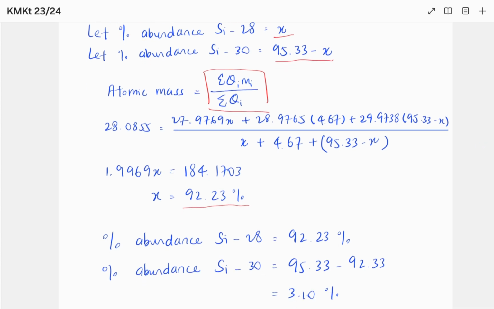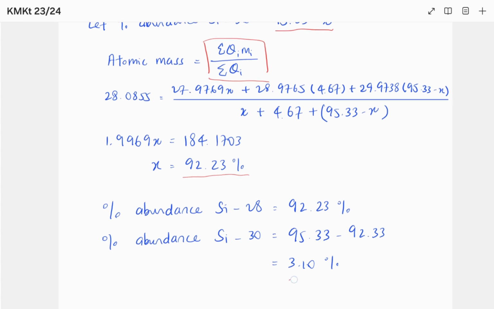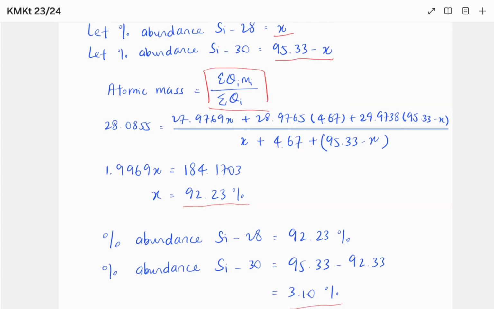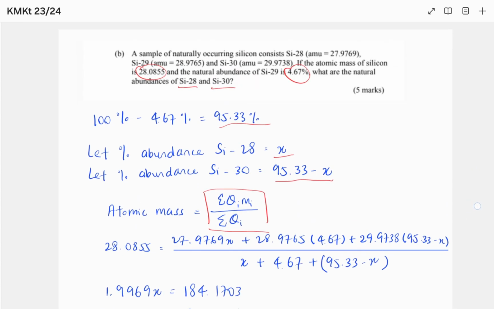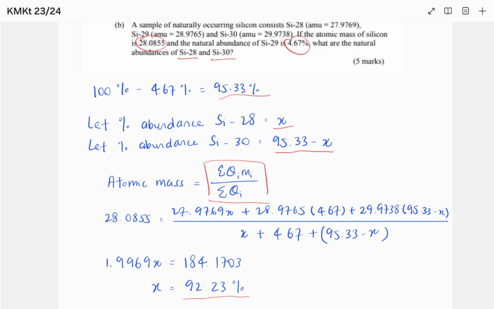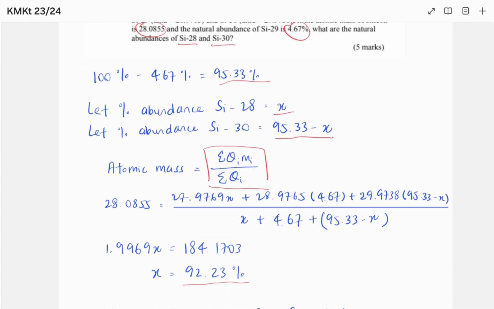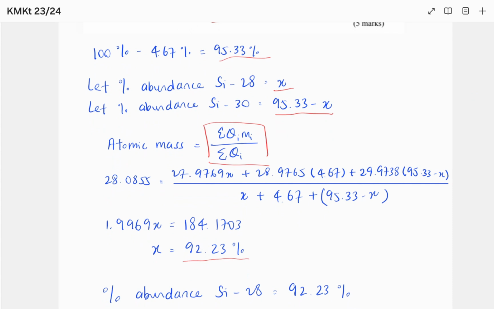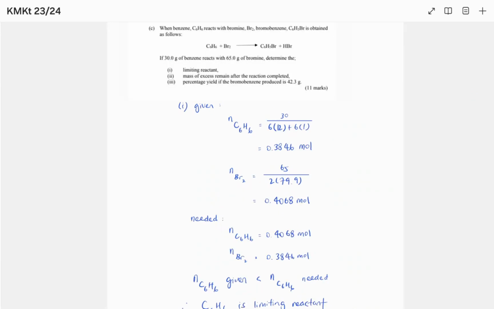So to find the natural abundance of silicon-30, we will substitute X by 92.23. So we will get 3.10%. So we have answered the question, which is to find the natural abundance of silicon-28 and silicon-30. So we have done part B. We move on to part C.